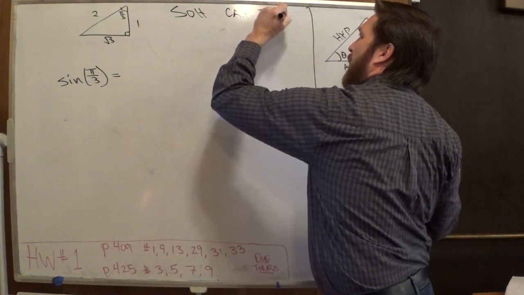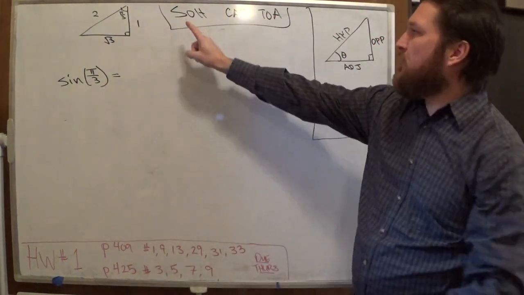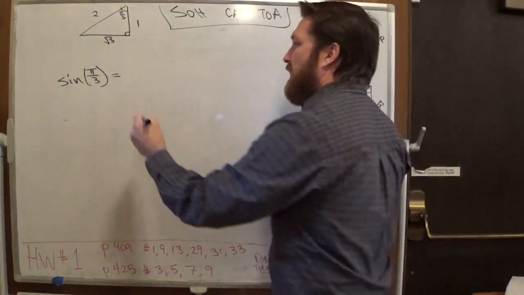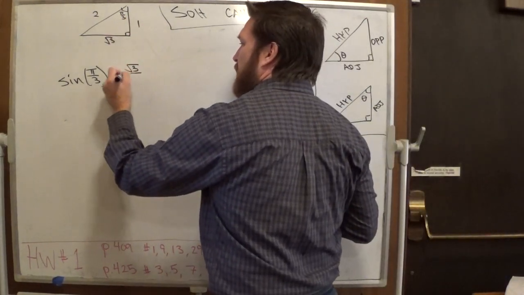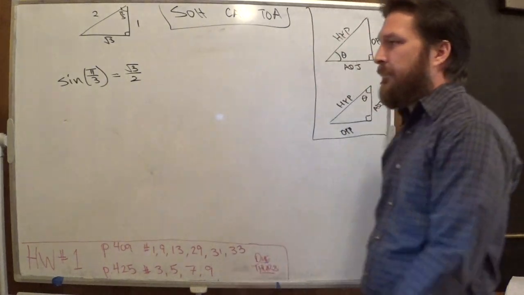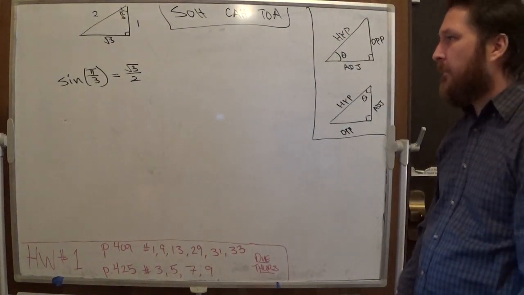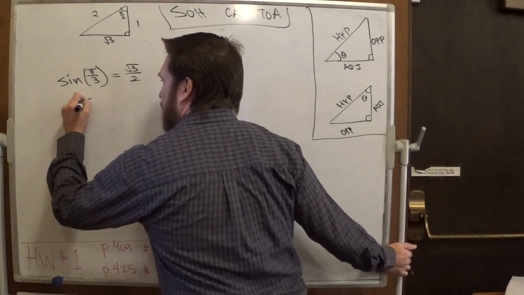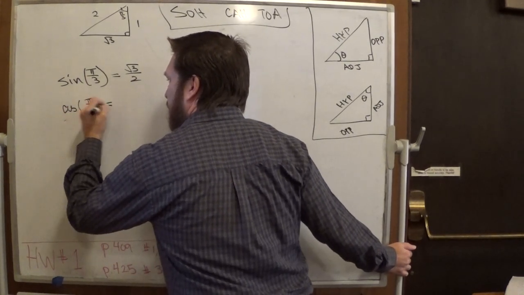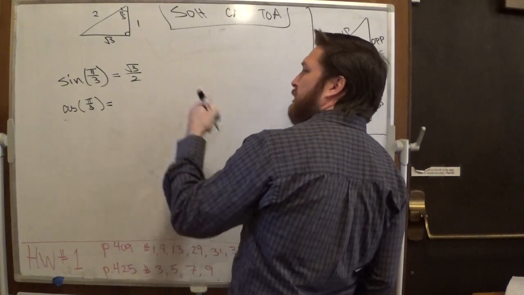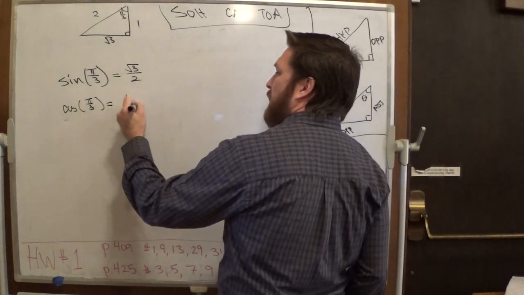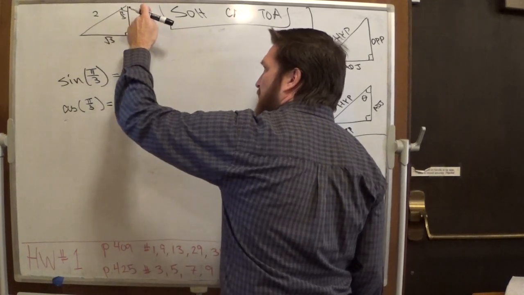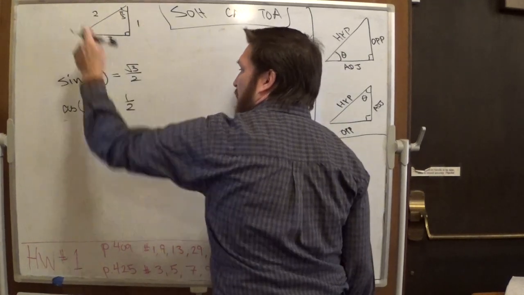Okay, there we go. So I want to check. Sine should be opposite over hypotenuse. Opposite is that. Hypotenuse is that. So there's root 3 over 2. So, what's cosine of pi over 3? 1 over 2. Yes, because cosine is adjacent, and in this case with him up there, adjacent is this guy. So that over hypotenuse is 1 over 2.